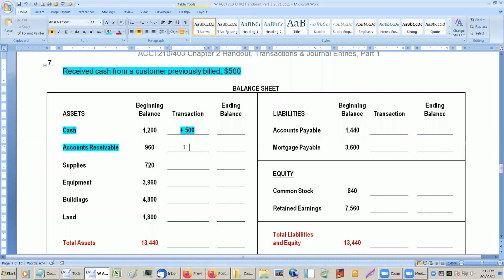They owed us 960, they just paid 500, so we have to reduce what they owe us. Now, we're happy, we're going to have the cash, but they no longer owe us 500 of this. They still owe some money though. They still owe us some here, 1,700. So now they don't owe us 960, they owe us 460.